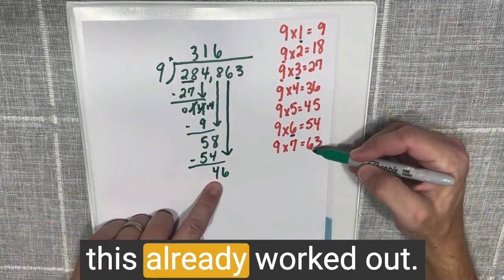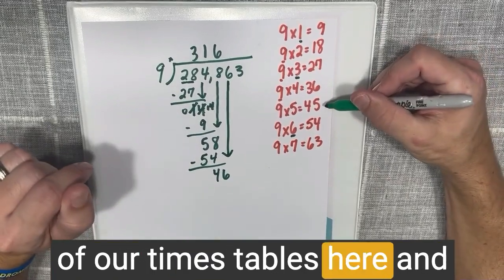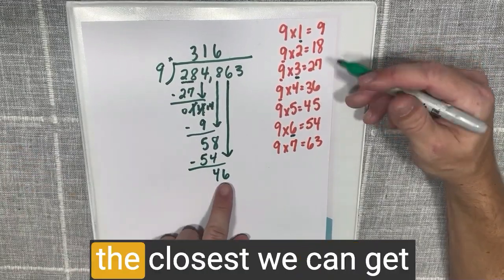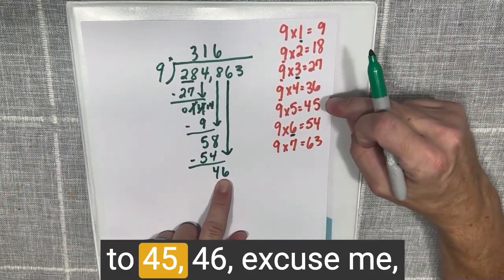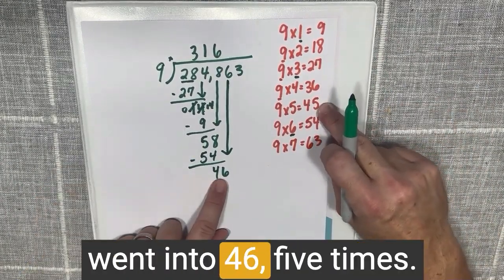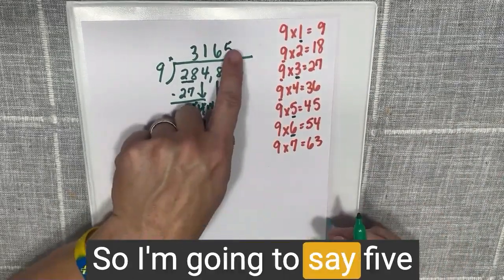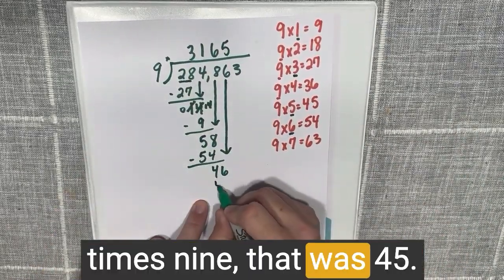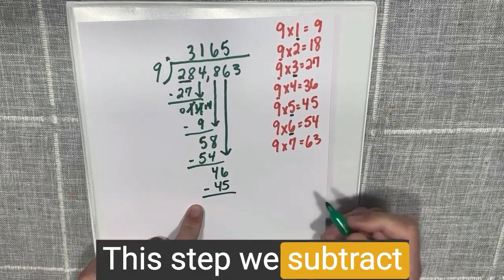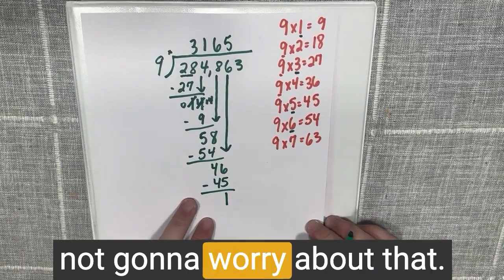And look, we got all of this already worked out. We're going to go back to all of our times tables here and see how close we can get. And what we look is the closest we can get to 46 without going over is 45. So that means that 9 went into 46 5 times. So I'm going to say 5 times 9, that was 45. This step we subtract. 6 minus 5 is 1. 4 minus 4 is 0.